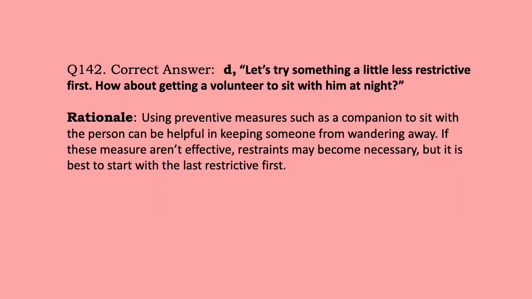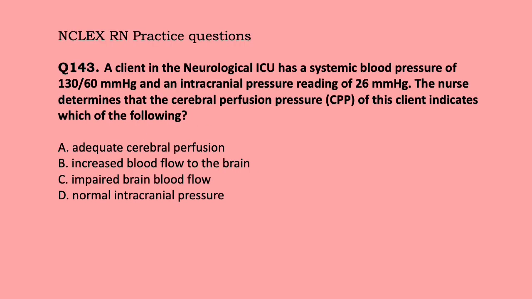Correct answer, D. Let's try something a little less restrictive first. How about getting a volunteer to sit with him at night? Rationale: using preventive measures such as a companion to sit with the person can be helpful in keeping someone from wandering away. If these measures aren't effective, restraints may become necessary, but it is best to start with the least restrictive first. NCLEX RN Practice Questions.